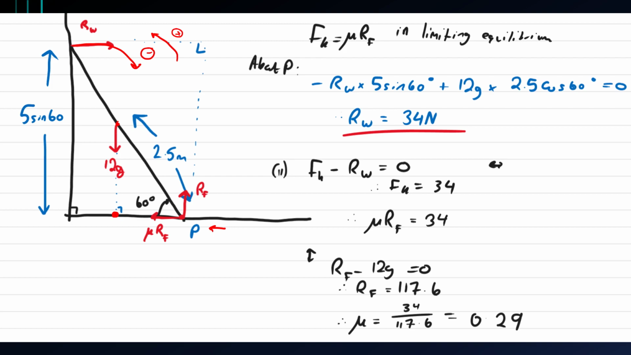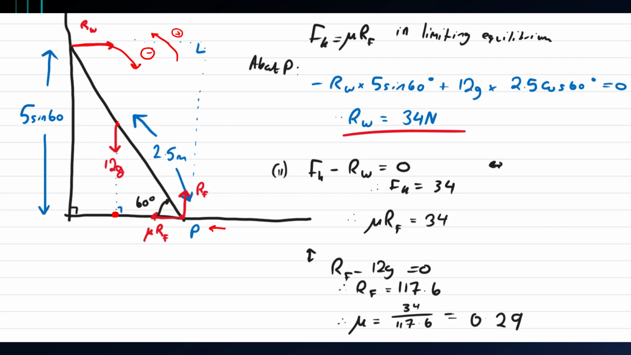Part 2: we know that the friction minus the reaction at the wall, so resolving left and right, we know that the friction, or the kinetic friction, is 34, which means that mu times R_F, the reaction at the floor, is 34.